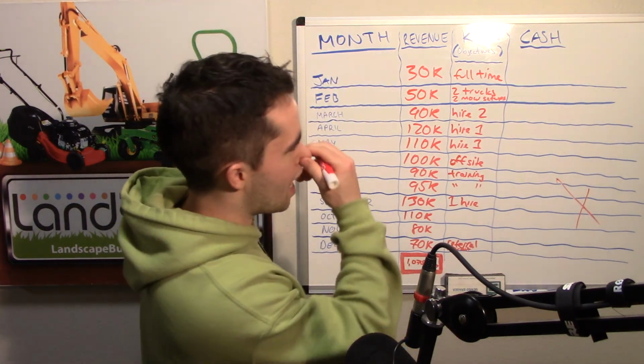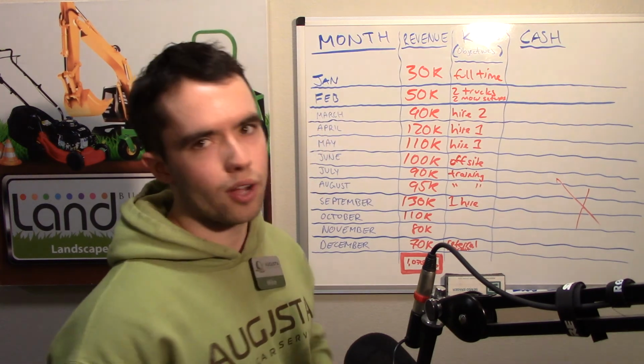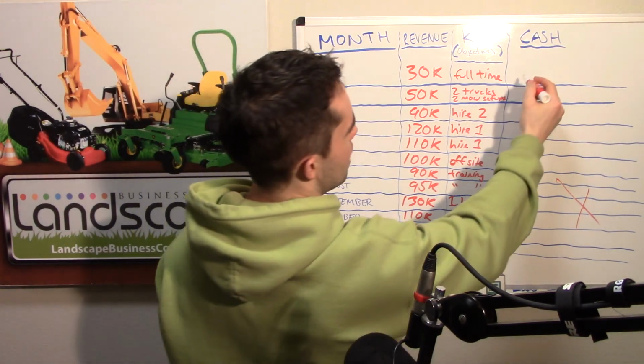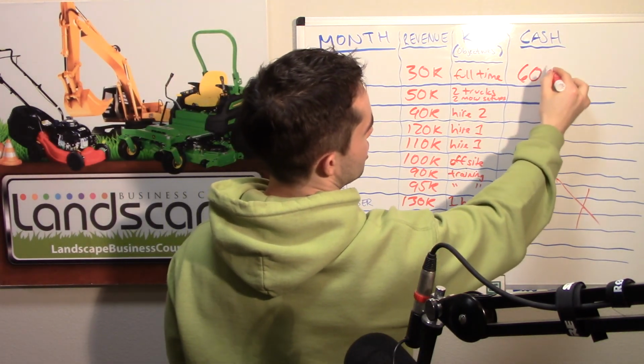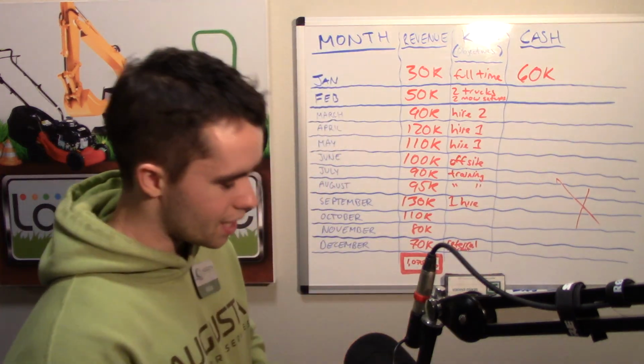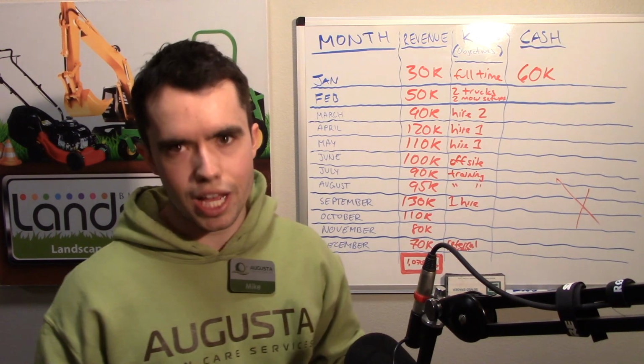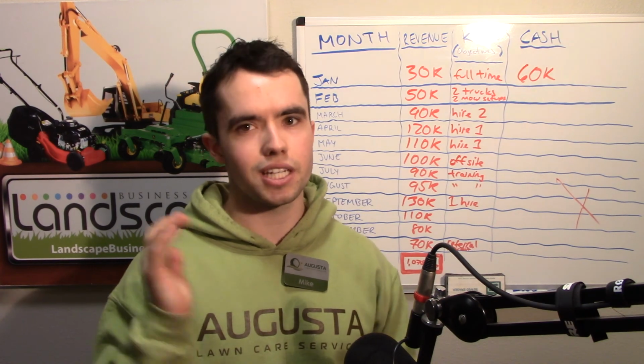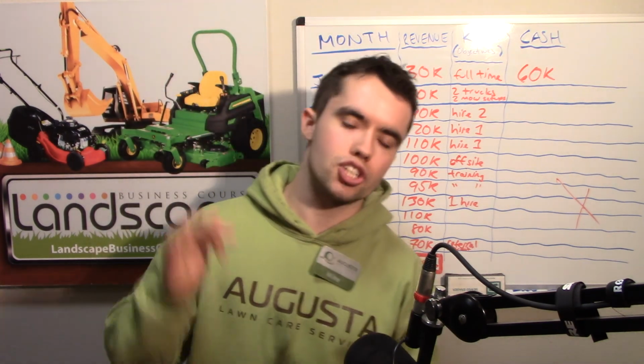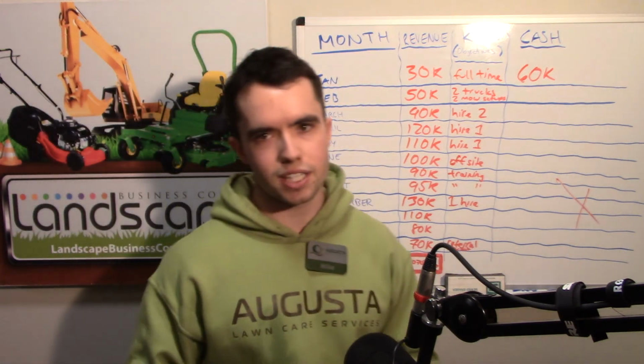So let's now project. Let's say that in the bank we have $70,000. Let's just start with $60,000 in the bank. So this company is going to start the year off with $60,000 cash in the bank. I truly believe that you got to have at least a month's worth of expenses in your bank account. Really shoot for 2 to 3 months worth of expenses.